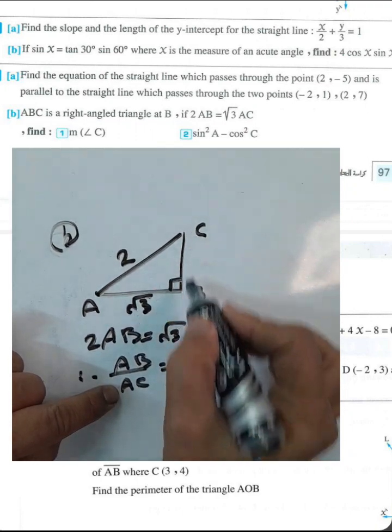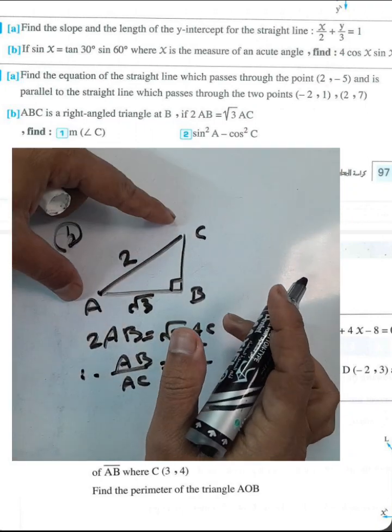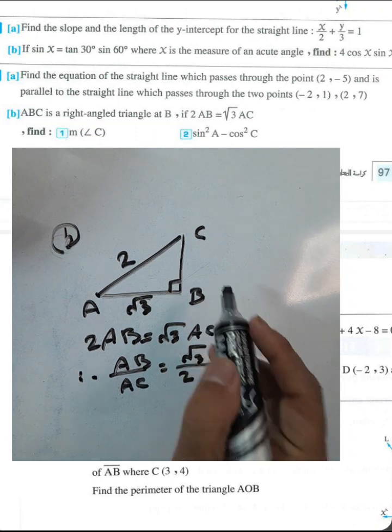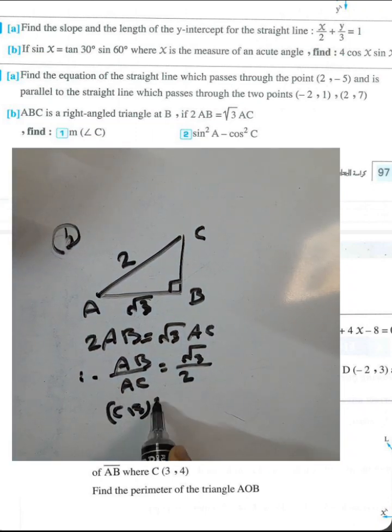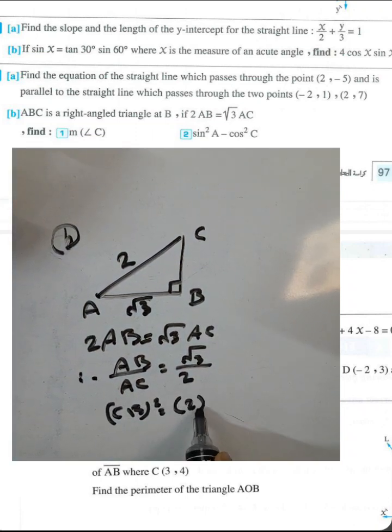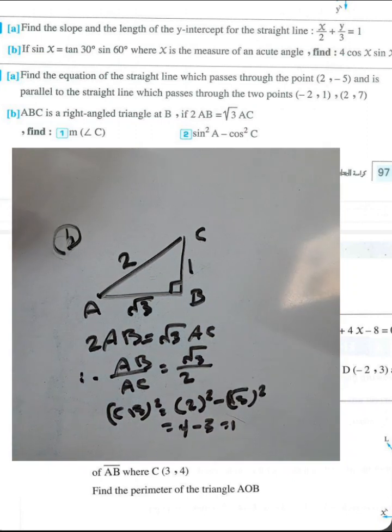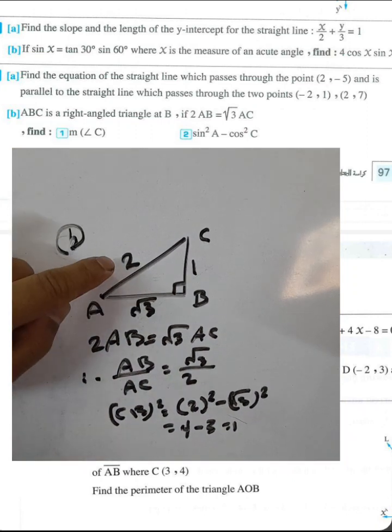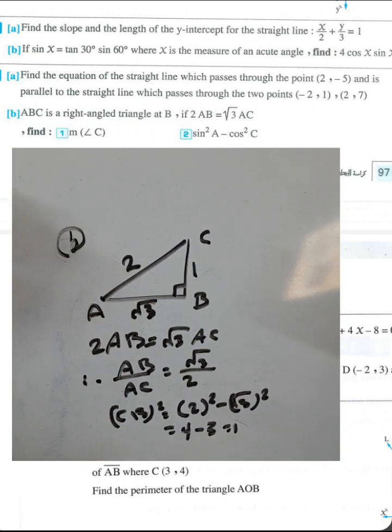You can find the length of BC by writing hypotenuse power 2 subtract adjacent power 2. Then BC power 2 will be 2 power 2 subtract root 3 power 2. It will be 4 minus 3, which is 1. The side length here will be 1. We have 1 part, 2 parts and root 3 parts.